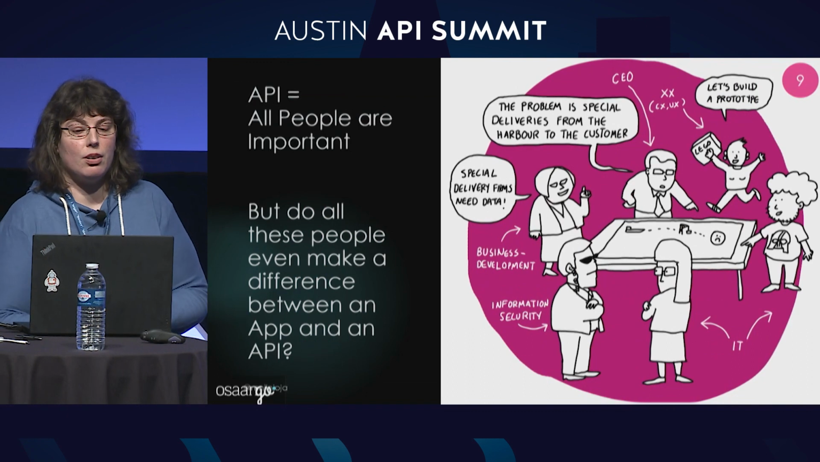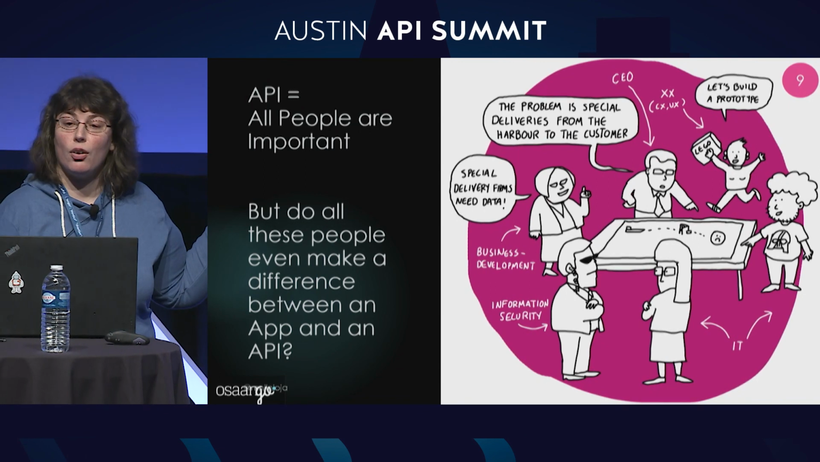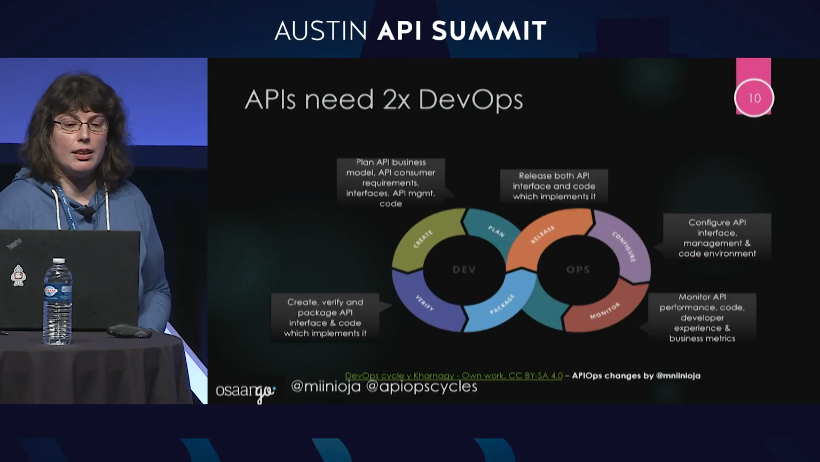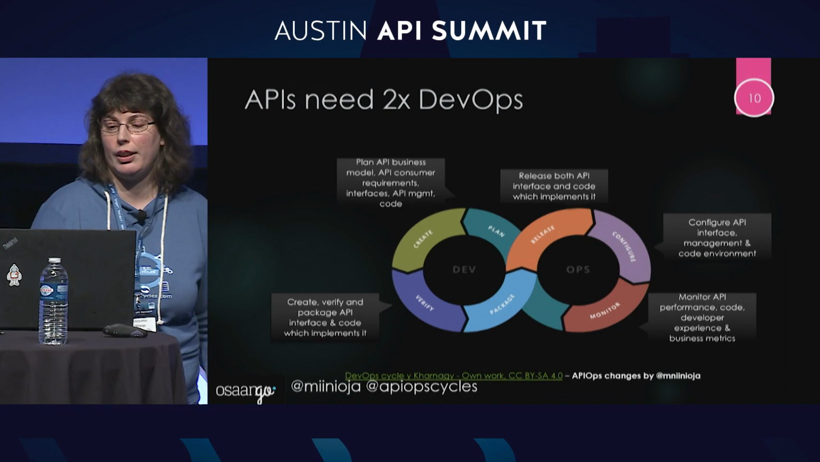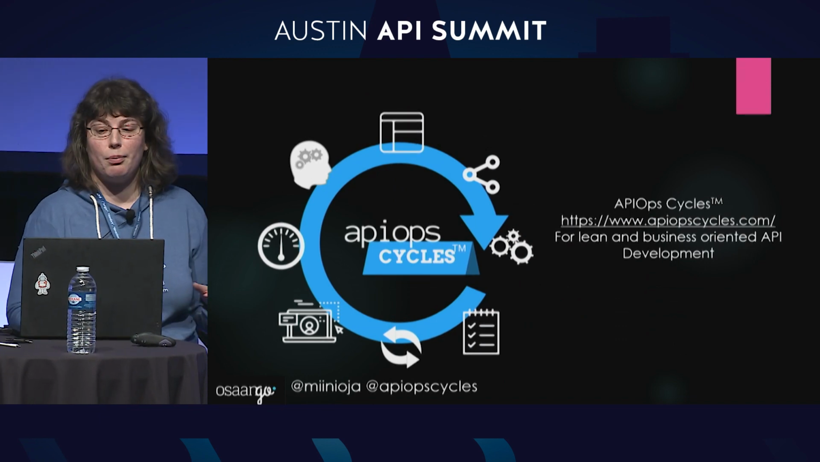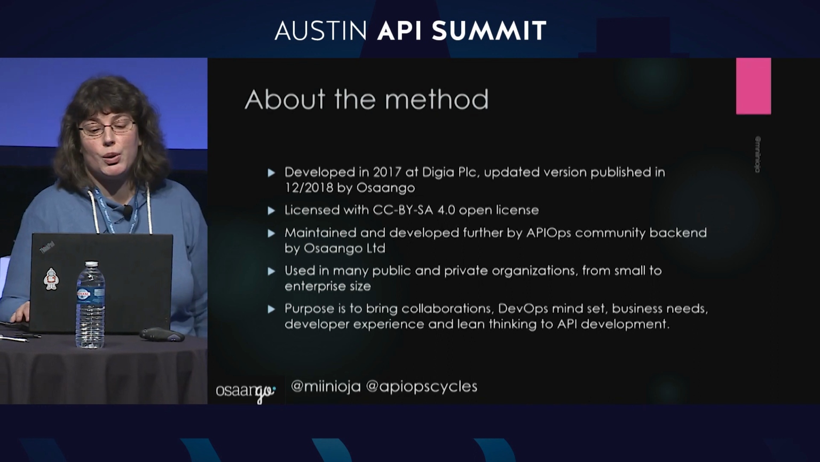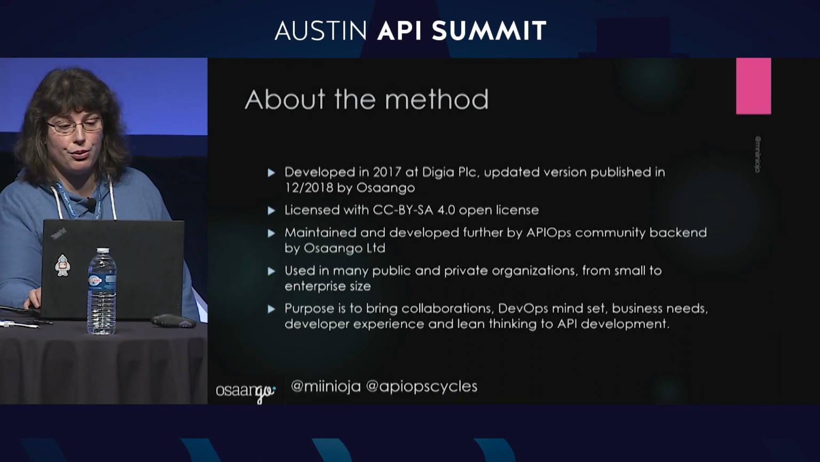The method was basically made because API actually stands for, if you didn't know, all people are important. So you have, or you should have, a lot of different practices and people from different places of the organization doing the API design. And most often you don't, because you don't have a common language. You also need to figure out that APIs need twice the DevOps of normal software, because you have the interface and you have the implementation layer. These are all very confusing concepts, and that's why we have put them together in a meaningful way in this method. I won't go into details, but the method was born in 2017, and we revised it at the end of 2018, and it is Creative Commons licensed, so you can freely use it.